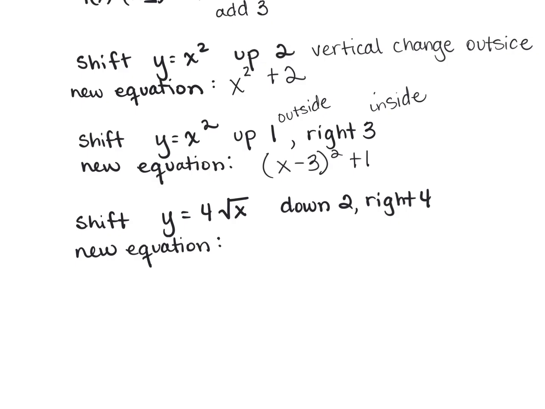And the last one, I have a parent graph of 4 square root of x. Now, this is not a parent graph. This is a new function that they're having you start with. But if you want to go down 2, that's an outside change. And if you want to go right 4, that is an inside change. So inside would, of course, be under the radical. So the 4 is still there. Inside, we're going to go right 4, so that means we're going to subtract 4. And if I want to go down 2, that's an outside change, and we will subtract 2.